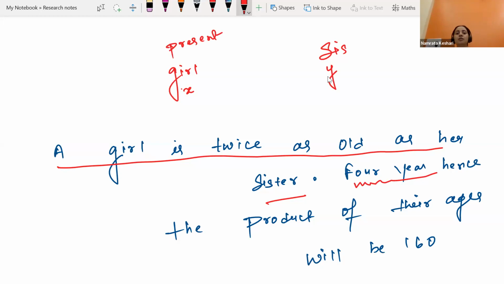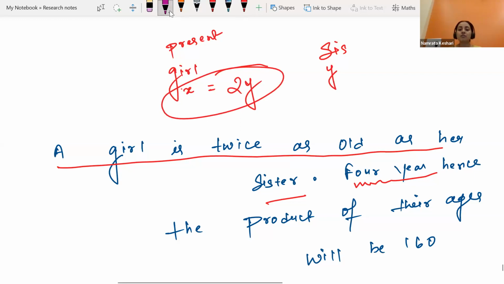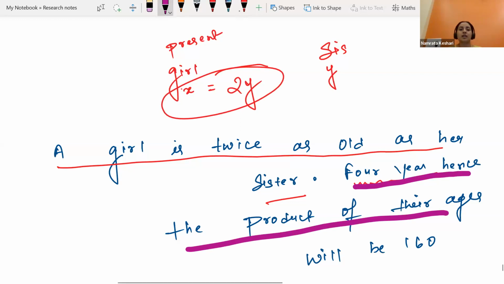So think about it. यहाँ पे अभी की भी बात हो रही है और 4 years later की भी बात हो रही है. मतलब अभी, now, a girl is twice as old as her sister. A girl is 2 times as old as her sister. This is one of the equations. Okay, and one more equation we will be able to generate from here. 4 years hence the product of their ages. That means 4 years hence the girl's age will be x plus 4, her sister's age will be y plus 4.